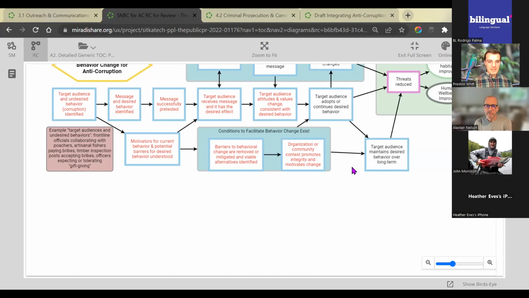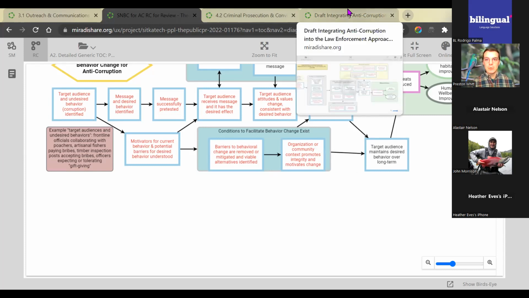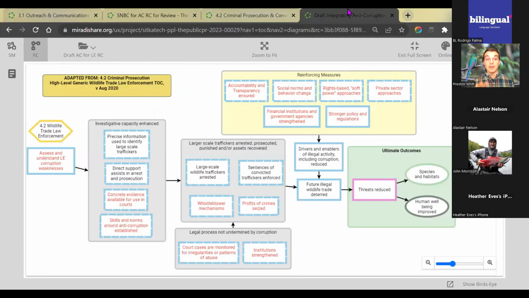Okay, not seeing any other questions, although I can't see the chat here. And I've forgotten about the translators, so apologies if I've been speaking too quickly. So let's jump over to the law enforcement and illicit financial flows results chain.